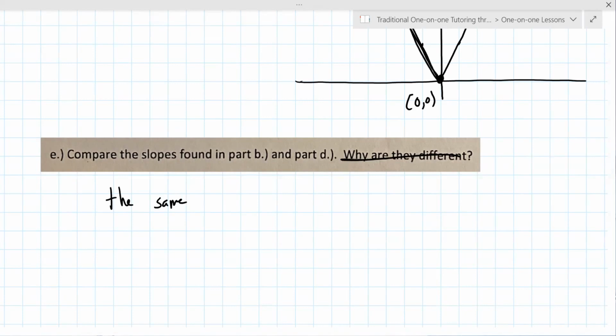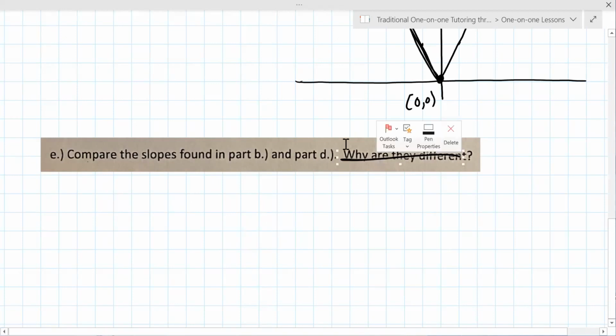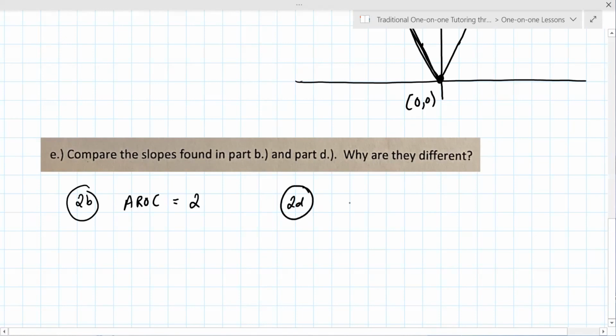Oh, actually, no, I'm sorry. This time they are different. Different? Yeah, so if we go back to what you put down in part B, so in 2B, you found that the average rate of change is 2. And in 2D, the average rate of change is -2. Okay, so I have to write that? Yes, you'd want to write that. And then we can actually say why they're different.